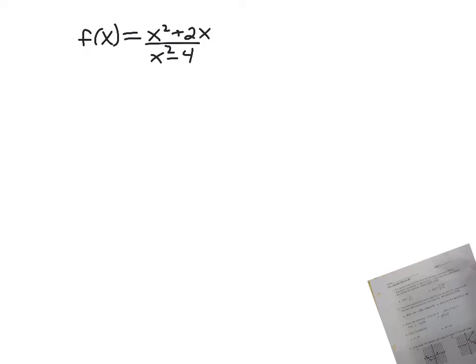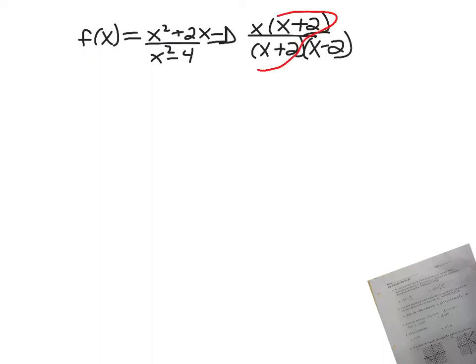Okay, so 1b is, we have f of x is equal to x squared plus 2x over x squared minus 4. So I notice right away that I can factor the numerator and factor the denominator. So in the numerator, the GCF is x, so I have x times x plus 2. In the denominator, I have a difference of squares, so it's x plus 2, x minus 2. All right, so I notice that I can reduce the x plus 2 and the x minus 2. So that means there's a hole.